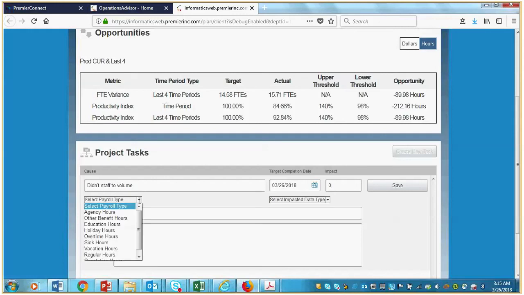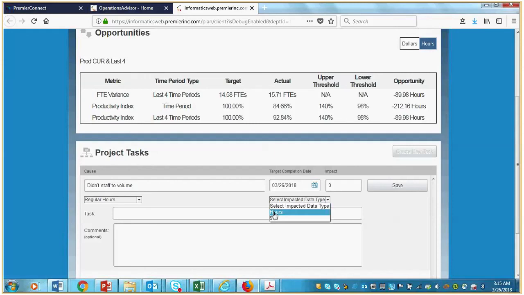If we're addressing, let's say our plan is addressing regular hours, then you have to select some type of hours from the list, and you have to select whether it's hours or dollars. Again, I would like to get away from these being required fields because I don't think they provide a whole lot of value, but you do have to select them. And then you'll write your task. And I'm just going to put the word test here in the essence of time.